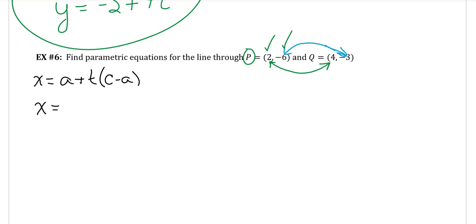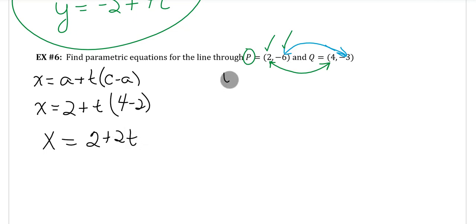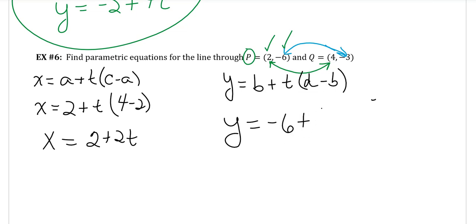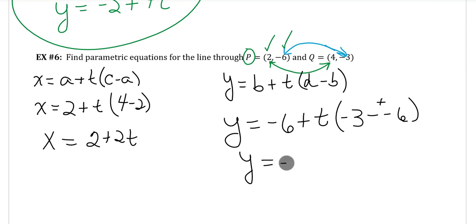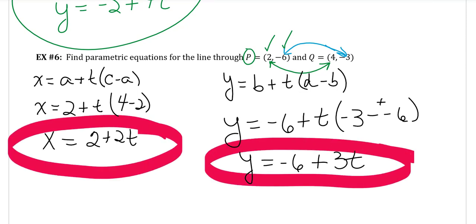So x becomes 2 plus t times, and then our c is 4 minus 2. So we can simplify this. So x becomes 2 plus 2t. And then for y, it should be d minus b. Okay, now we're going to do the same thing for the y. So our starting y value is at negative 6. And we just have to find how far apart we are from negative 3 to negative 6. So this becomes a plus there. So y becomes negative 6 plus 3t. So here is our answer. Here's our y parameterization, and there's our x parameterization.